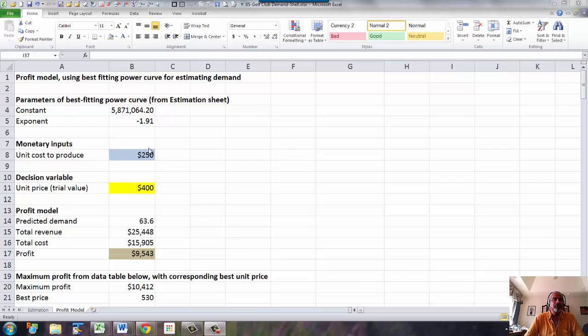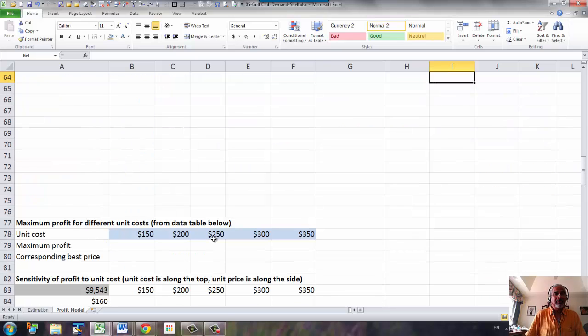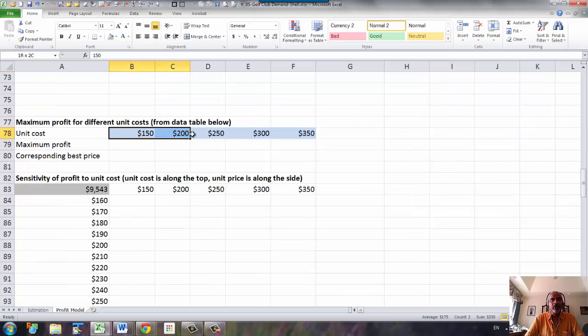So far we have assumed the cost of production as $250 per unit. Now what if the golf clubs can be produced at a different cost, and how would that affect our decision with respect to pricing? So here way down below the possible values are given. So if the unit costs are these, then what would be the different profit?